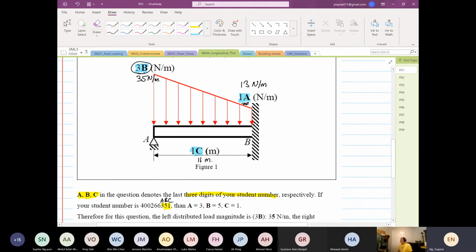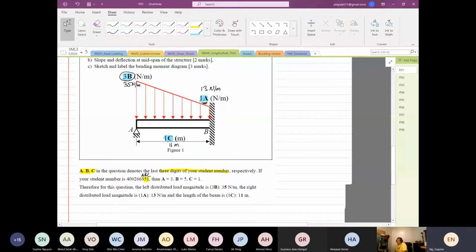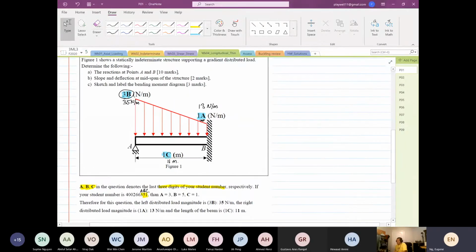So I think this way of testing is fair. The numbers are unique for every one of you. So this is how the test is going to be. If you're going to discuss, you decide, but your final answer, the probability of being the same is very low. I repeat again, the probability of being the same is very low.